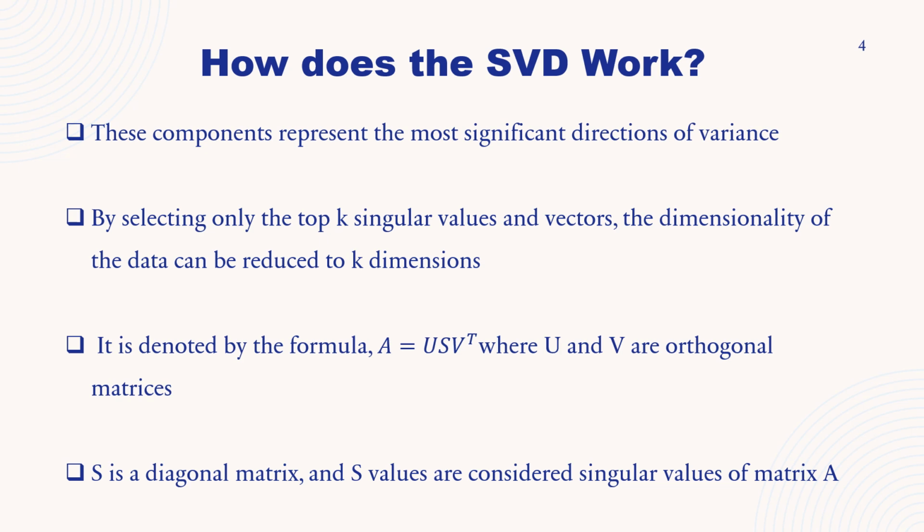The SVD algorithm is denoted by the formula A equals U S V transpose, where U and V are orthogonal matrices. This is where algebra comes in. S is a diagonal matrix, and S values are considered singular values of a matrix A.